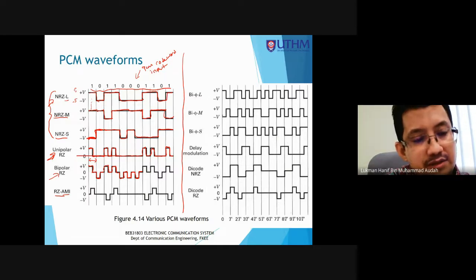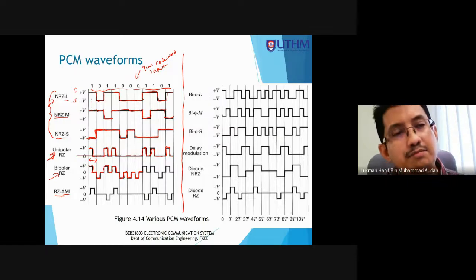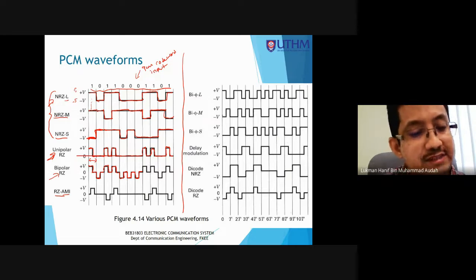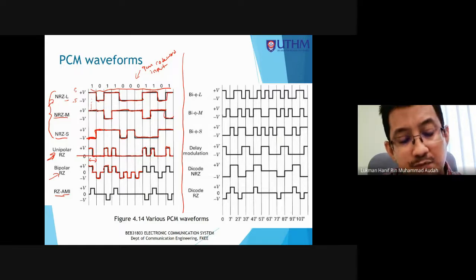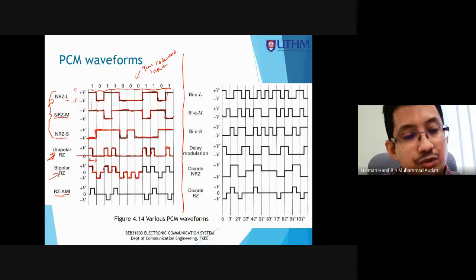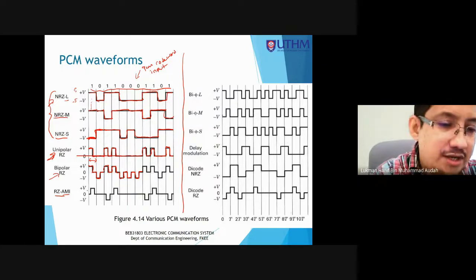Maknanya dalam kes alternate mark inversion, dia akan bertukar polarity setiap kali ada input logic 1. Every time there's an input logic 1, it will change the polarity at the output and then return to 0. So separuh daripada masa bit itu digunakan untuk return to 0. Okay, so kalau you lihat di sini, starting point dia letak, ni tak kisah starting point, ini positif. Dia start dengan 0 and then naik and then return to 0.